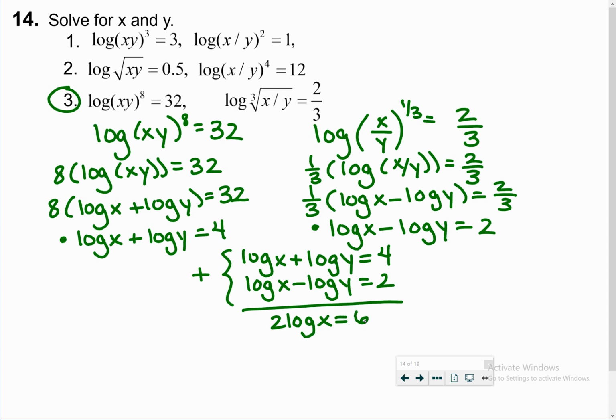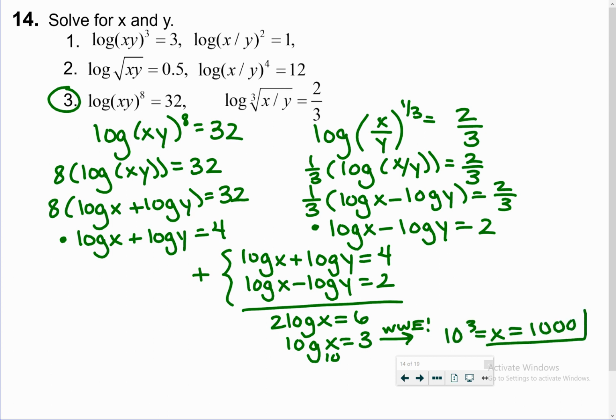So log x is equal to 3. And what log base is this, by the way? 10. So can you tell me what x is going to be now? If I write with exponents, 10 to the 3rd is x. X is 1,000. Once we have one answer in a system, what do we do to get the other answer?